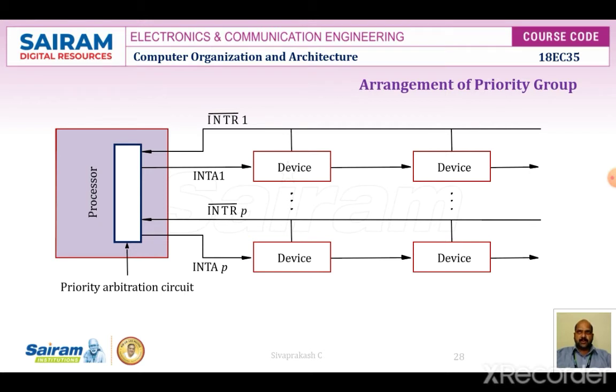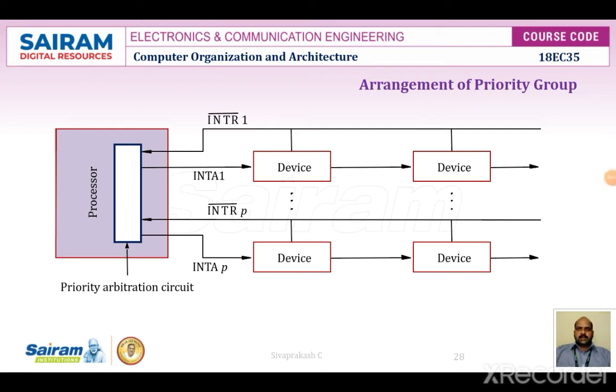Okay, as for the advantage, it requires fewer wires than individual connections, so the advantage is also improved here. This arrangement is called the priority group daisy chain arrangement, used to overcome simultaneous interrupt requests.